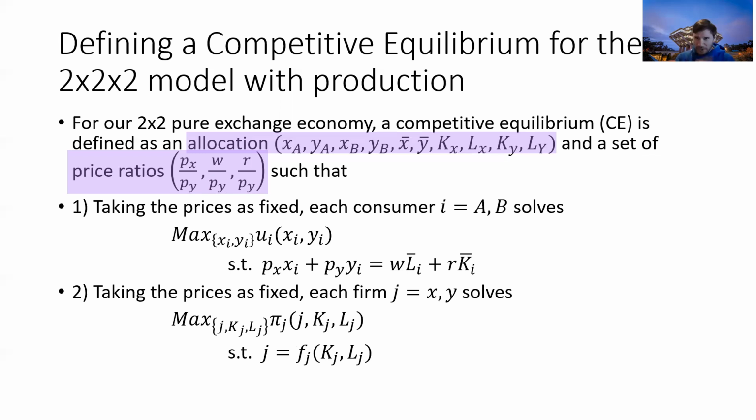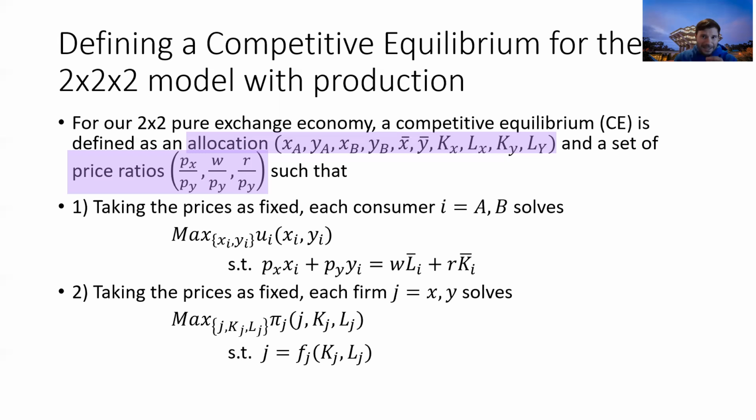So this condition was new compared to the last time we defined a CE for the pure exchange economy. Okay, so two things are happening. Buyers are doing the best they can. Sellers are doing the best they can, right? Individually, selfishly motivated buyers and sellers. Buyers are utility maximizing. Sellers are profit maximizing.